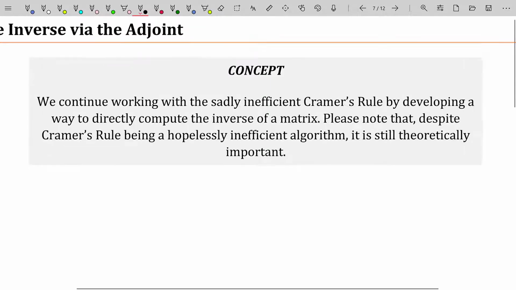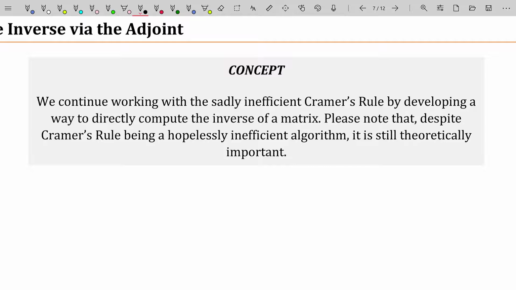Now, my little concept note here that I mentioned last video is that we'll continue working with this sadly inefficient Cramer's rule by developing a way to directly compute the inverse of a matrix. But note, despite Cramer's rule being a hopelessly inefficient algorithm, it is still theoretically important. Now, I did mention the word adjoint, so what the heck is that?